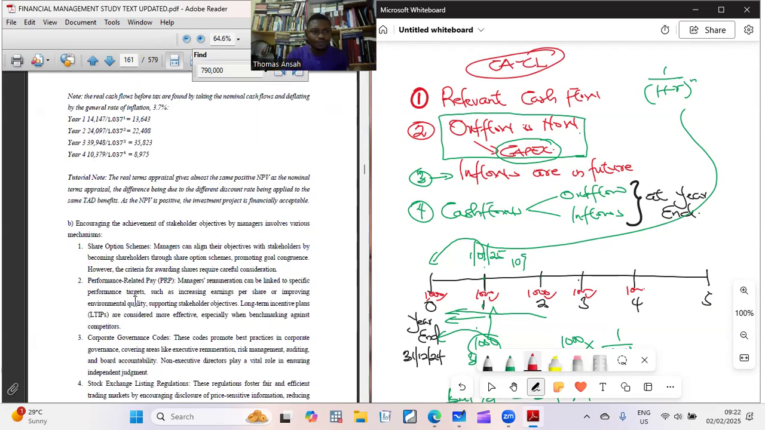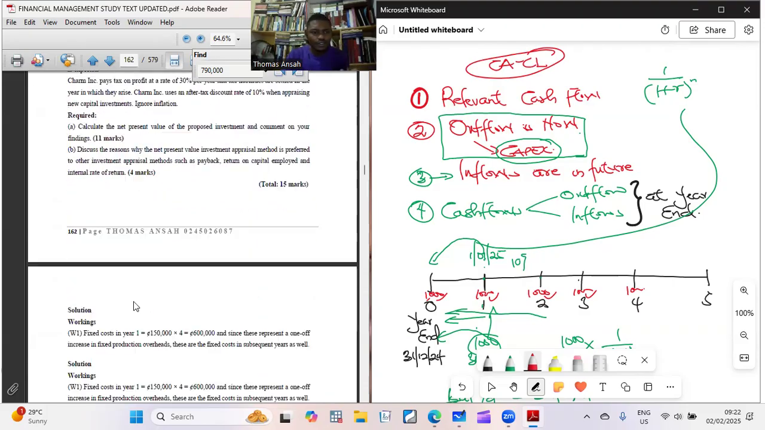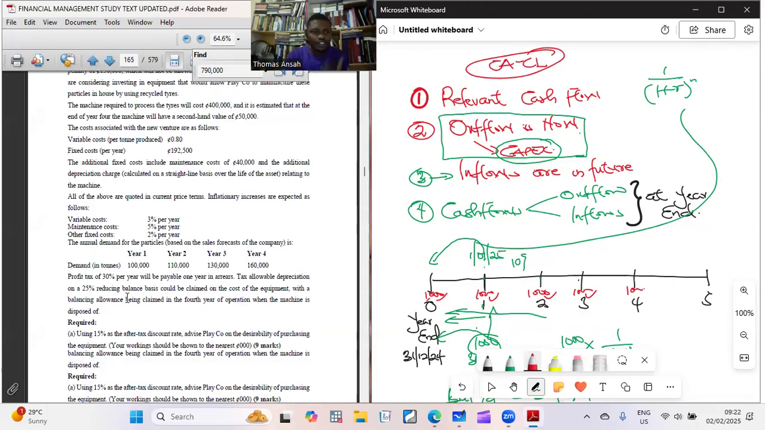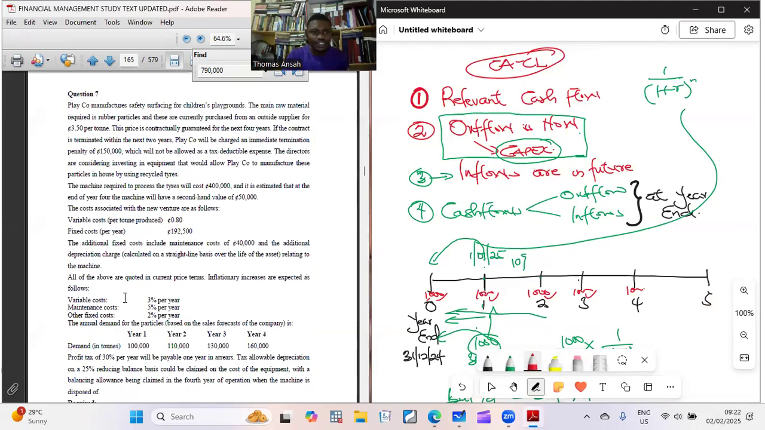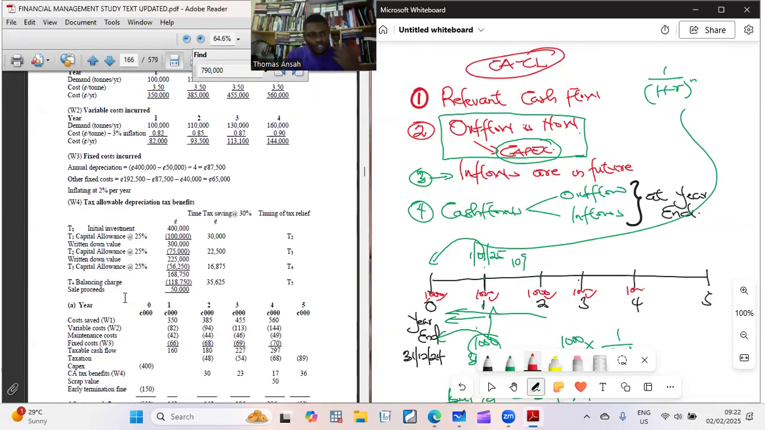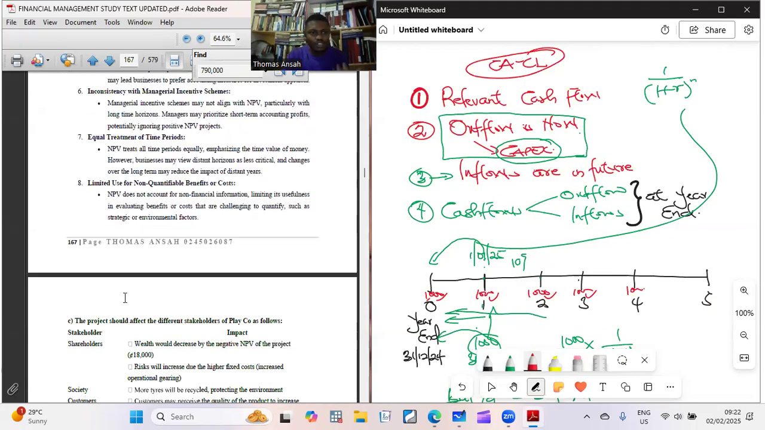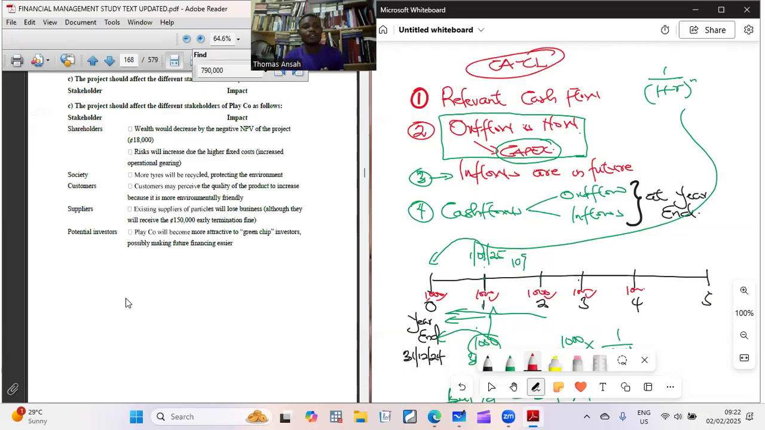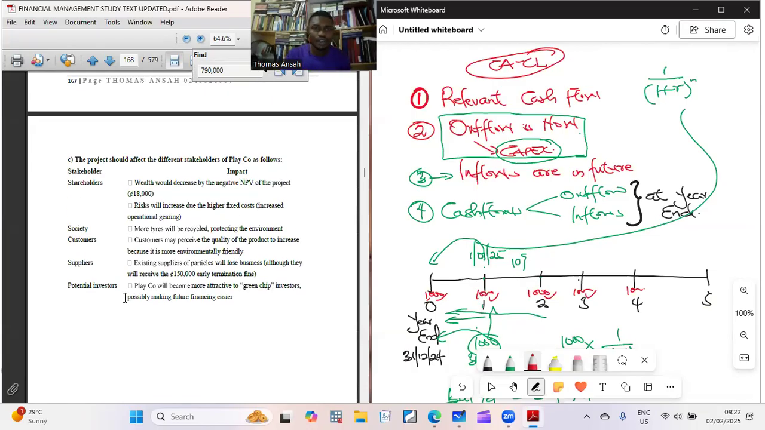So go through. I've solved the past questions. Everything is there. Question 7 is an ACCA question, and I give you the answer as we are taught. So it's a good time for you to pick it up and practice.